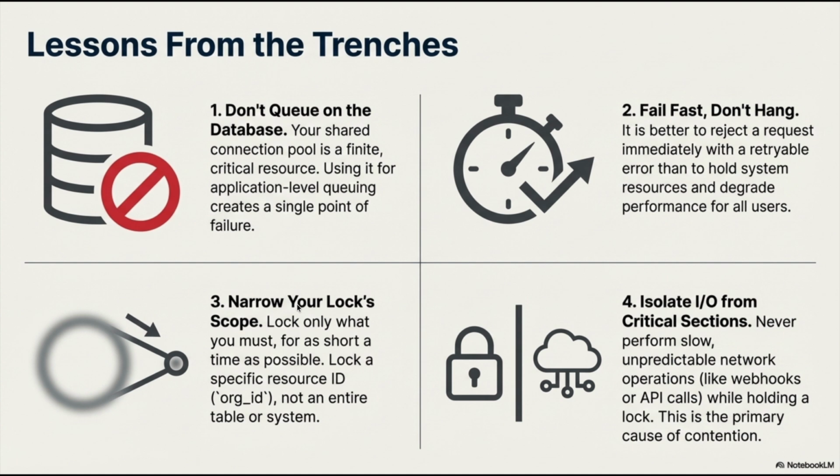Whenever you use a lock, make sure you narrow down your lock scope as much as possible. The TTL of the lock should be very minimal. Isolate input-output from the critical section. Never perform slow, unpredictable network or third-party API calls while holding a lock. This is the primary cause of contention.